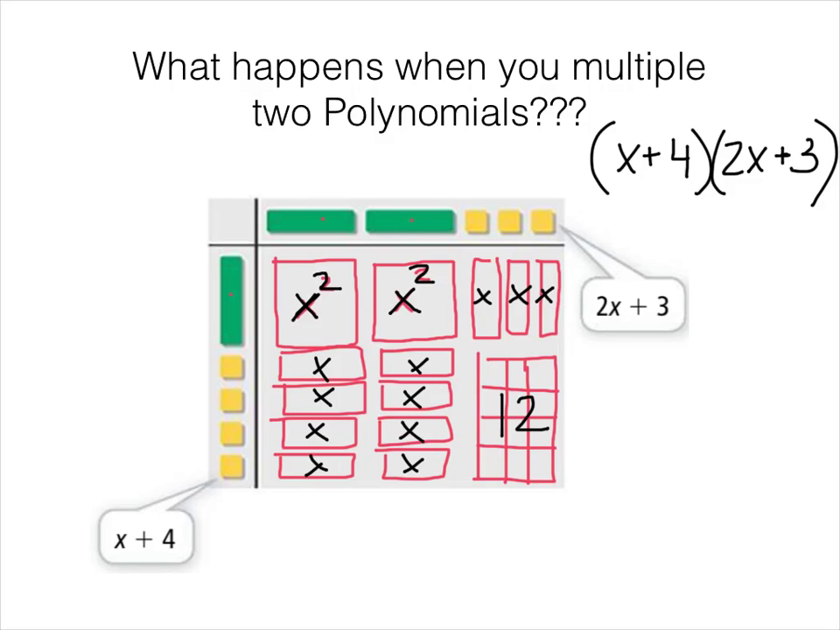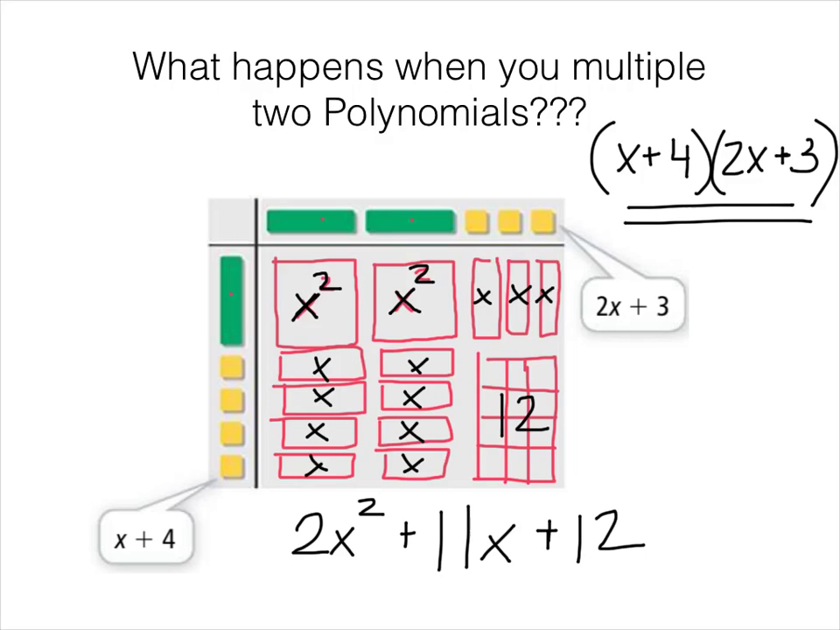So when I multiply these together, I get 2 x squareds. That's right here, x squared, x squared. I get 1, 2, 3, 4, 5, 6, 7, 8, 9, 10, 11x plus 12. Now we obviously can't use area models every time, so that's why in the next video you're going to learn a little something called FOIL. And it has nothing to do with baked potatoes, I promise.